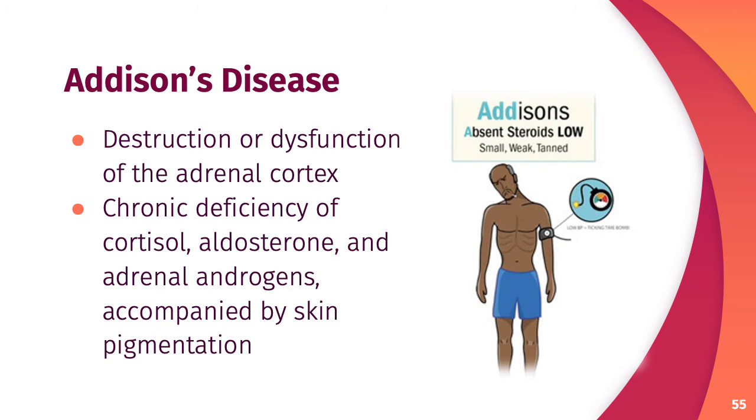On the opposite is your Addison's disease. This is the destruction or a dysfunction of the adrenal cortex. There's a chronic deficiency of the cortisol, aldosterone, and adrenal androgens, and this is accompanied by skin pigmentations. So with Addison's disease, the adrenal steroids are low, meaning the patient is weak, small, and tan because there is skin pigmentation.